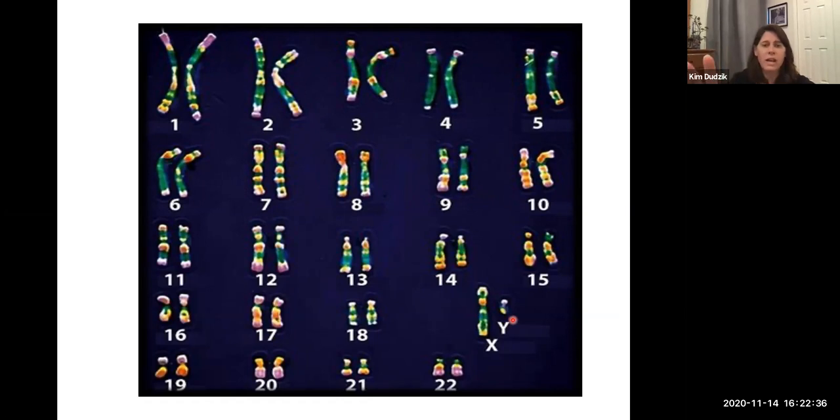So this karyotype, that's the distribution of chromosomes that we're seeing here, this karyotype is obviously for a man because it has the Y chromosome in there. If this were a woman, then there would not be a Y chromosome, it would be an X chromosome.